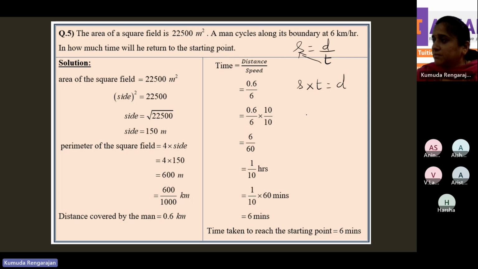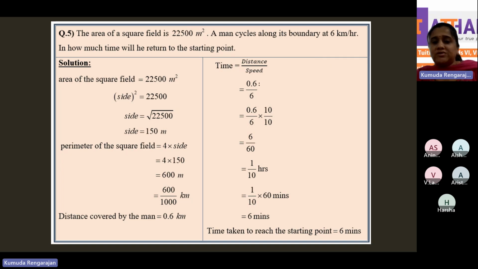Correct? So time is equal to distance by speed. That's what I've written here. Time is equal to distance by speed. I've substituted distance is 0.6 kilometers and speed is 6 kilometers per hour.